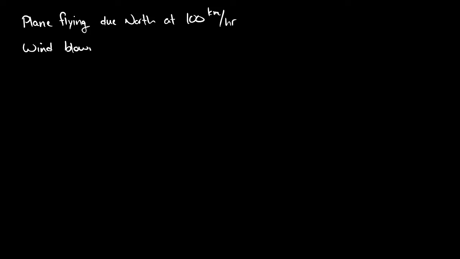So what we're going to do, we're going to take a plane flying, I'll make the plane easy, due north at 100 kilometers an hour, and combine it, we're going to add it to the wind that's blowing. And here we go, we're going to add something to it here. 30 degrees north of west at 25 kilometers an hour. So those are our two vectors.